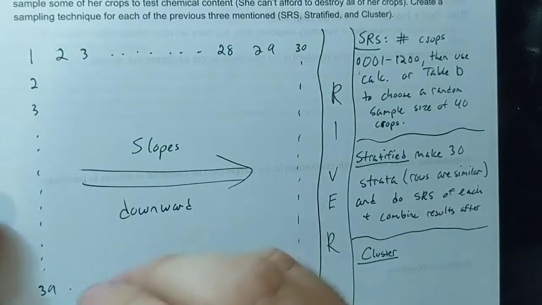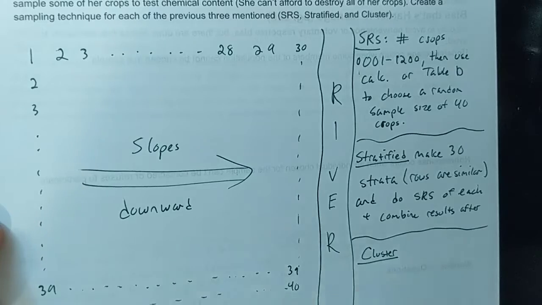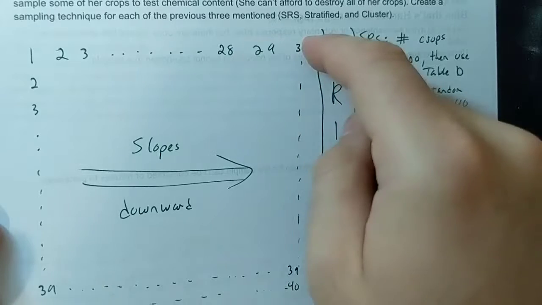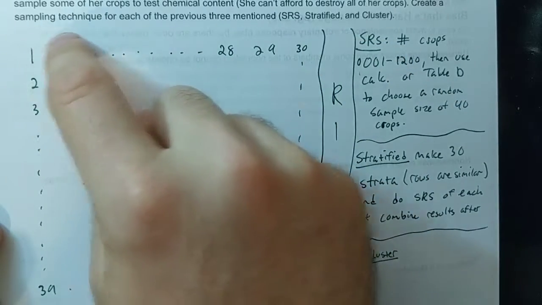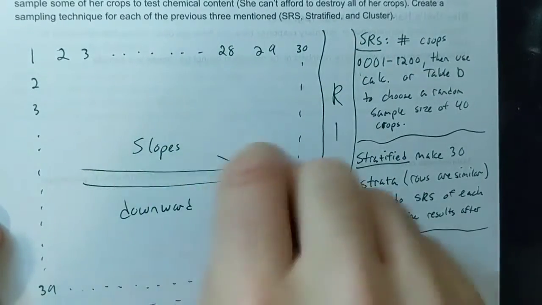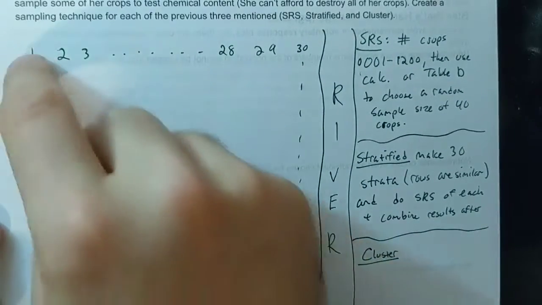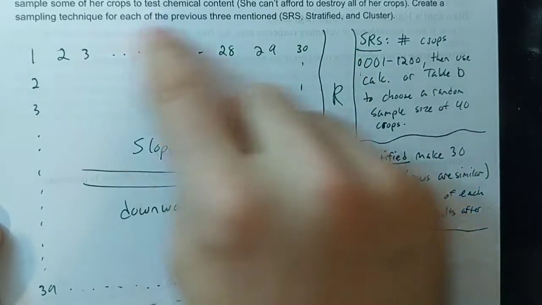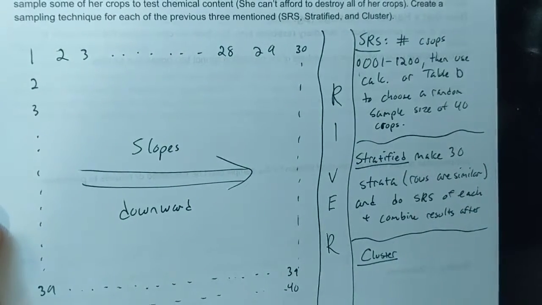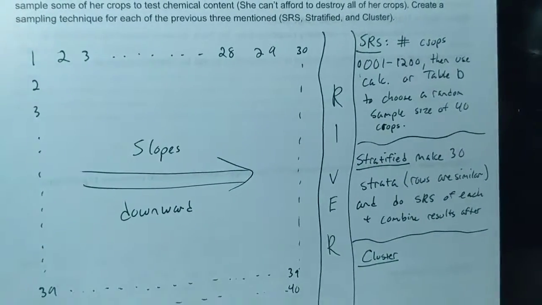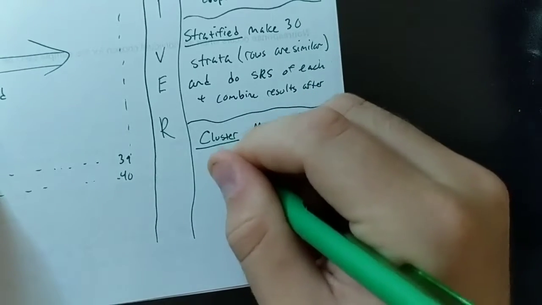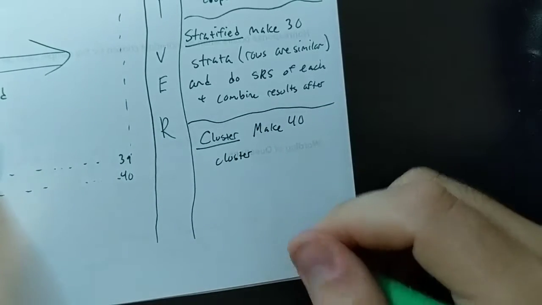So we need to split these up into groups where it represents the sloping downwards and getting closer to the river. So if you go in this direction horizontally towards the river, one of these clusters will represent the entire population because they're all repeated 40 times. So every one of these columns essentially would be a cluster. So we're going to make 40 clusters because they represent the entire population.